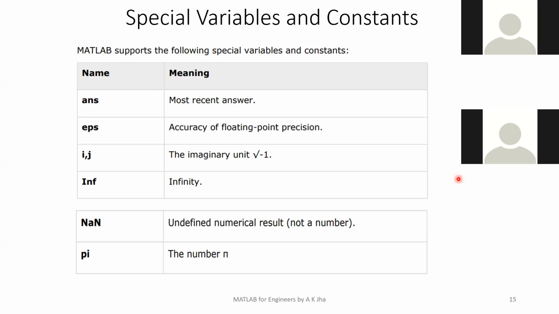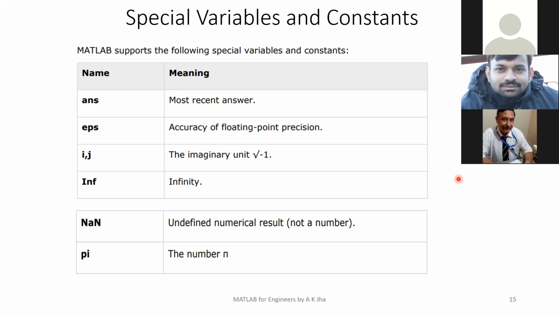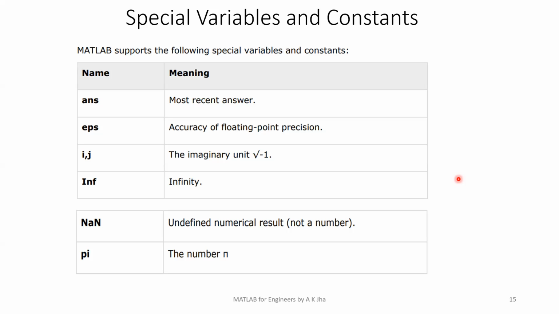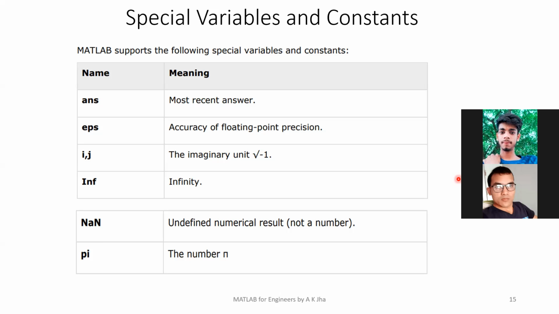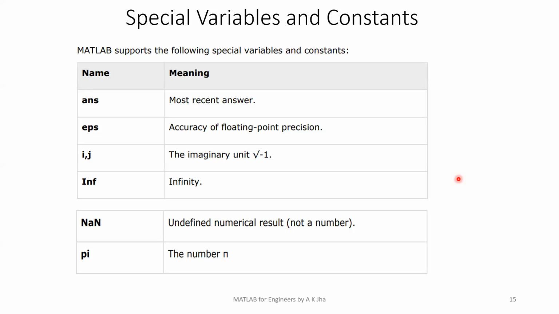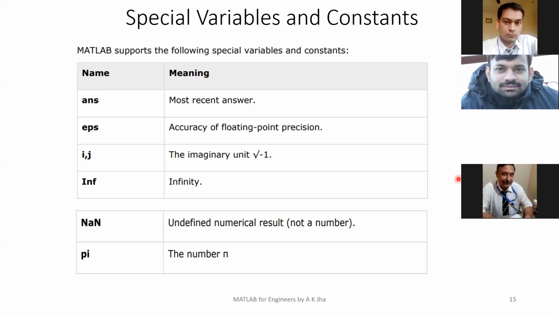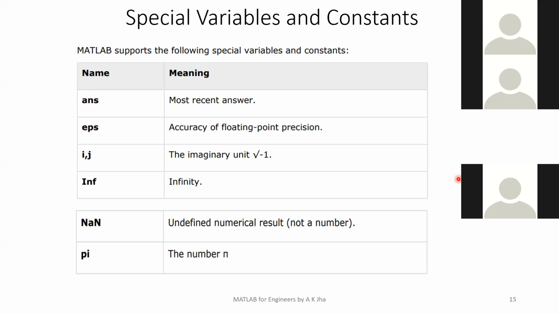Then EPS is the accuracy of floating point precision. I and J are for imaginary values. NaN is short for not a number. If you divide 0 by 0, it's not a number, so in that case it will show you NaN. And mostly in the engineering field we use pi, 22 by 7 or 3.1415. That value you need not write, it's already stored by default in the MATLAB platform. If you write pi, it will understand you are talking about 3.1415.